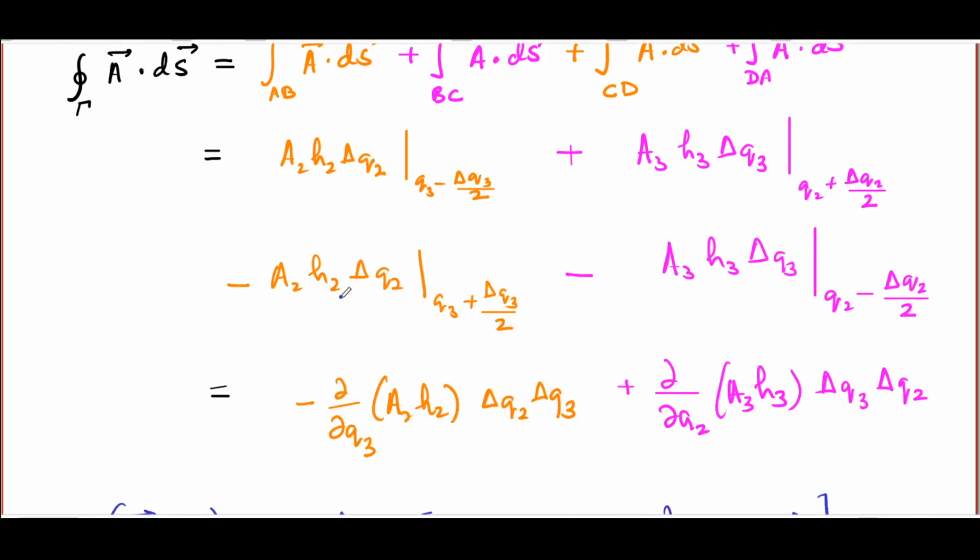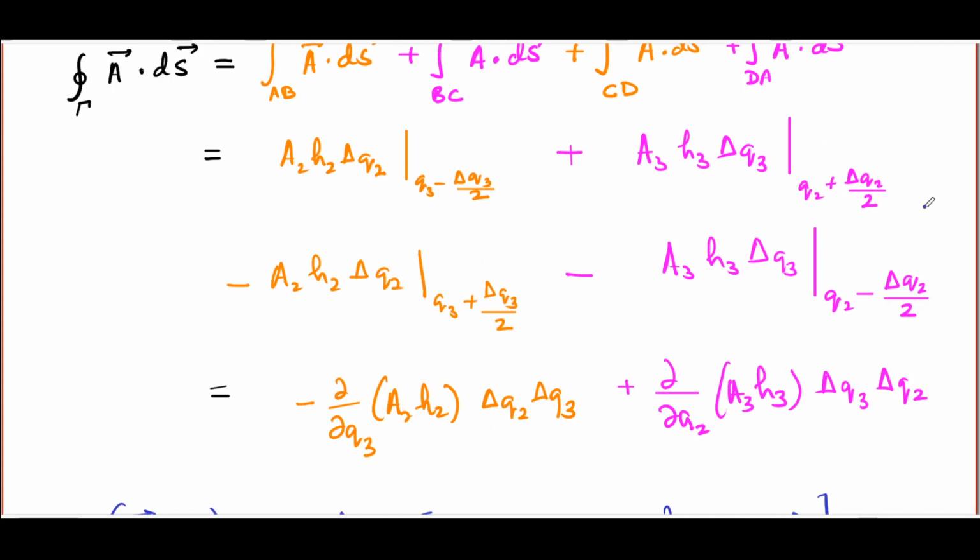The difference happens because Q3 has changed, and A2H2 is a term which changes. Note that both A2 and H2 can depend on Q3. So you get del Q3 of A2H2 with a minus sign, simply because the larger Q3 value comes with a minus sign here, into delta Q3. That would be the difference of the two contributions times delta Q2, which is always there.